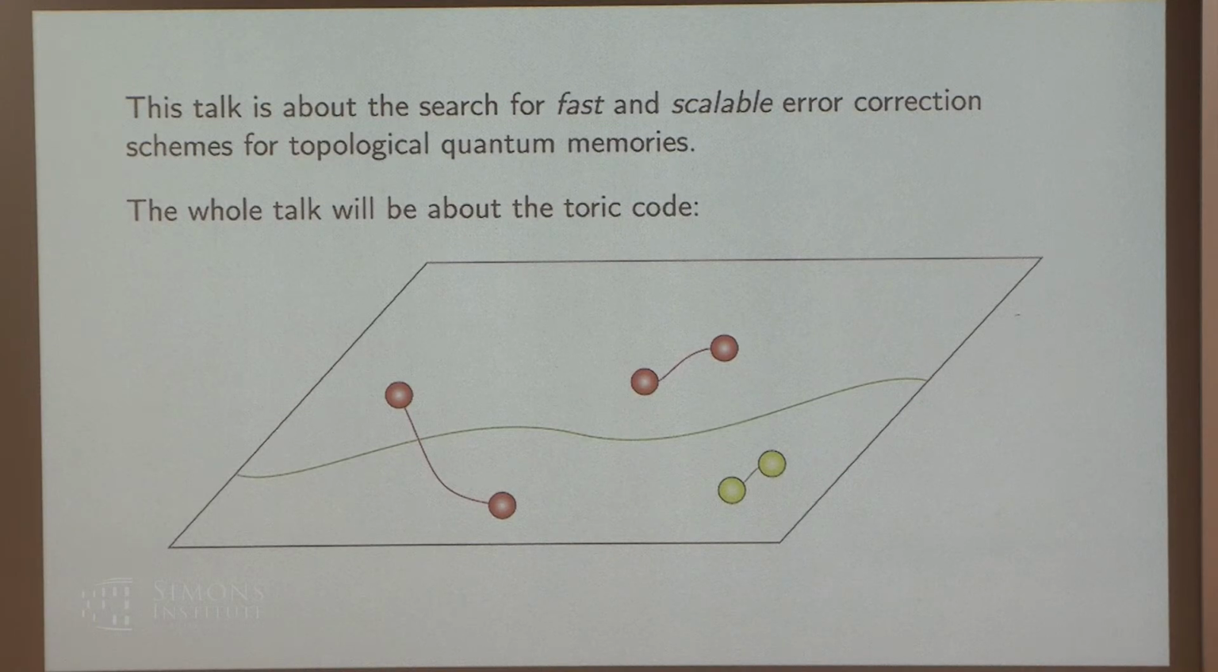So the talk is going to be about ways in which error correction that prevents this kind of process from occurring can be accomplished in fast and scalable ways.